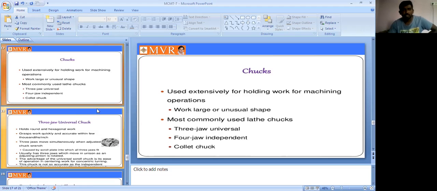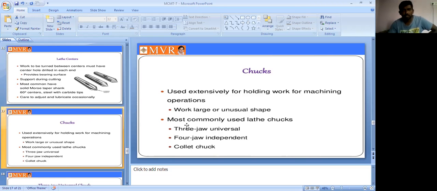In this class we discussed work holding devices: the 3-jaw universal, 4-jaw, and collet chucks. Next class we will discuss chucks and other work holding devices and tool holding devices. Thank you. That is our class for today.